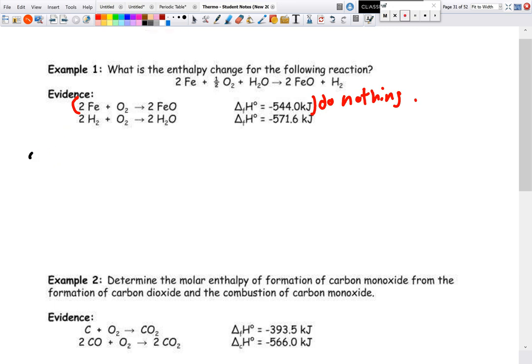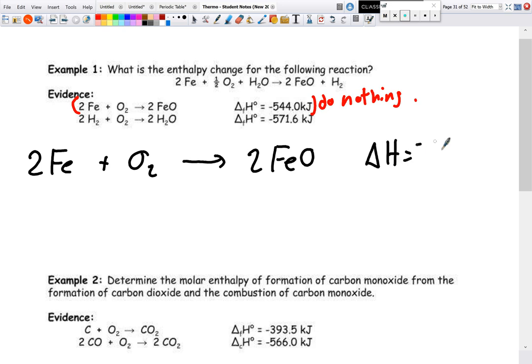So I'm just going to take this, 2Fe plus O2 produces 2FeO, and then delta H is equal to negative 544.0 kilojoules. Now, I just like to write it in my own writing, because I want to make sure if I have to manipulate this one, I get to put the arrows together and everything will look nice. But you'll see when I start adding stuff together.